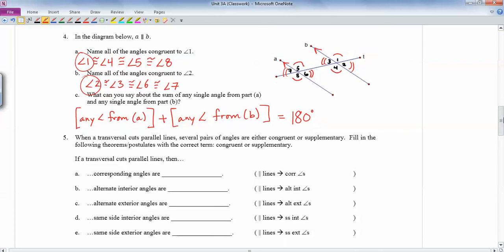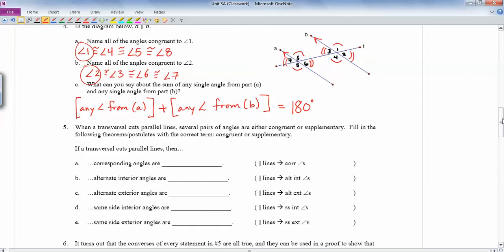Okay, that leads us into number 5. So some of these we've already done. If you have a parallel line cut by a transversal, by the way, the terms we're coming up with here are either congruent or supplementary. So if a transversal cuts parallel lines, we know that corresponding angles are already congruent. So I'll write congruent here.